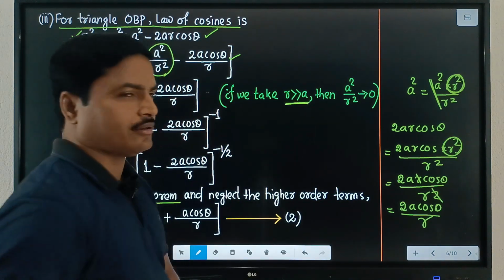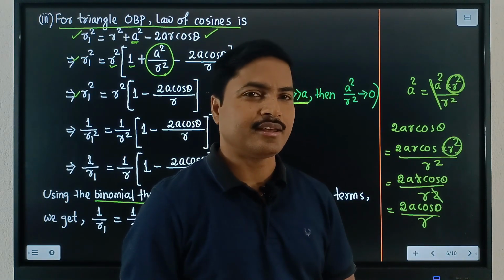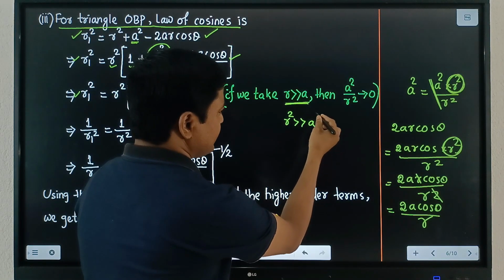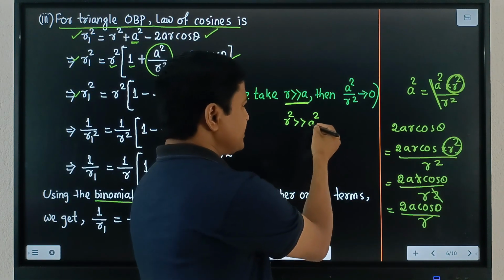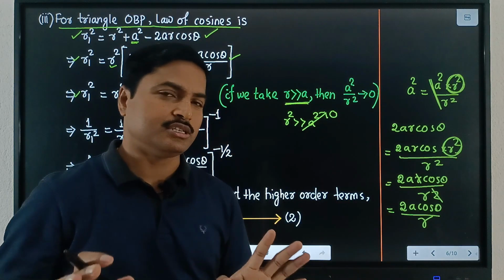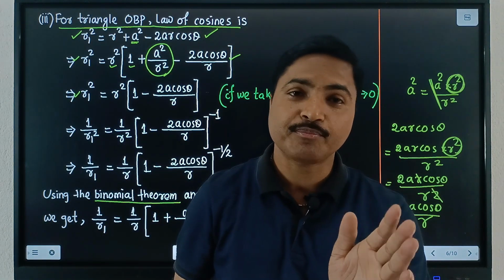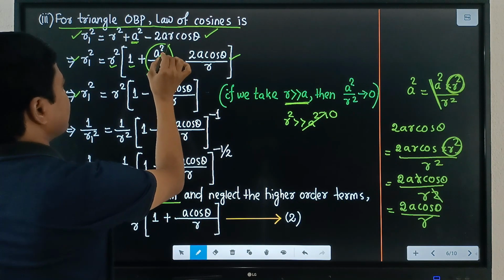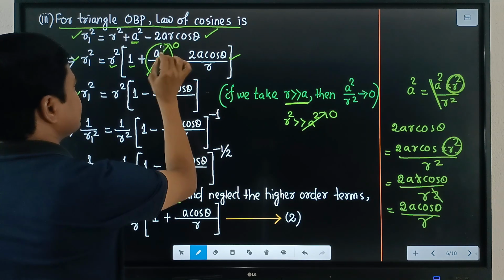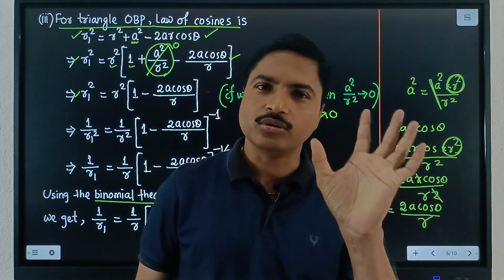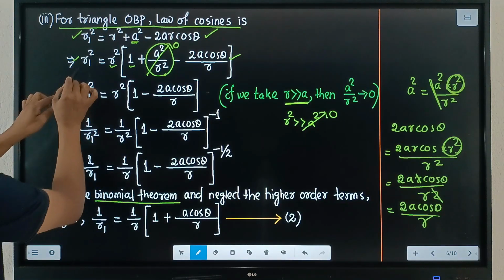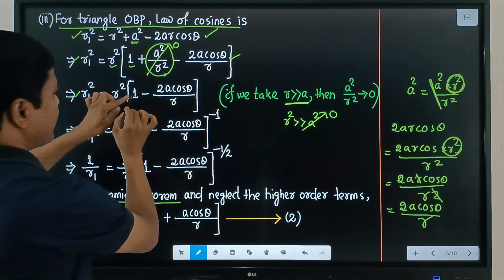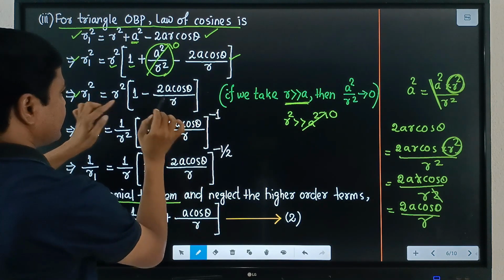If r is very much greater than a, then what happens? We write r square is very much greater than a square. Then in place of a square, we write approximately 0 but not 0. A square is approximately 0 or tends to 0, so that we neglect a square by r square. That means in place of this, simply we write tends to 0. The final expression is equal to r1 square, r square. If in place of this we put 0, the remaining is only 1 minus this one. This one means twice a cos theta divided by r.